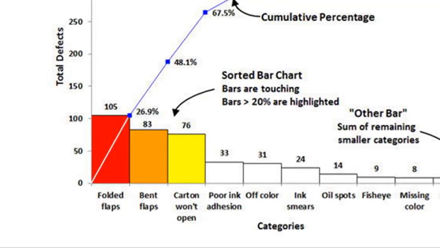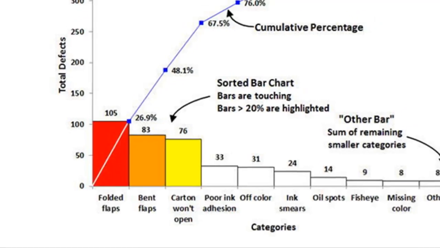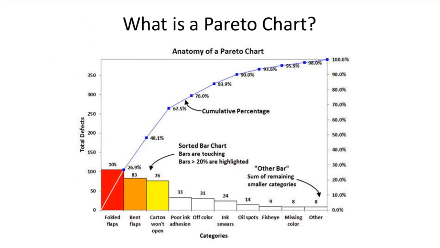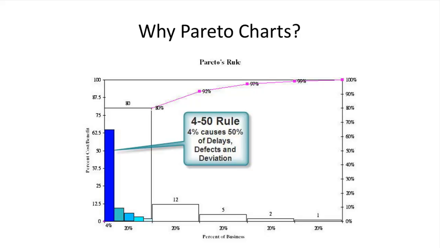Now in this example, you can see that folded flaps, bent flaps, and carton will not open are each 20% or more of the total types of mistakes and errors. And together they combine to be 67.5% of the total types of errors. So we could take each one of these and systematically go through and find out how to fix each one of those problems. That's the power of a Pareto chart.